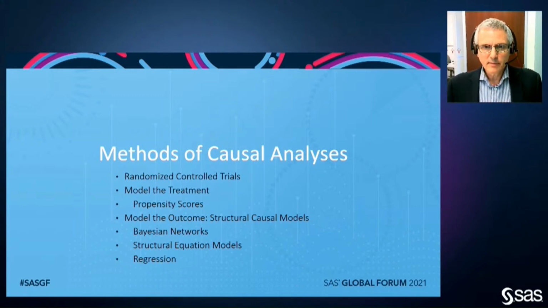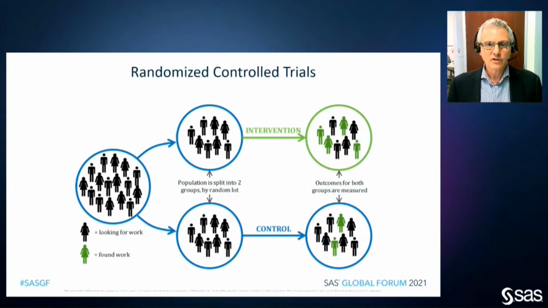Okay, we're ready to discuss some methods of causal analyses. We will focus on modeling the outcome, although you can also model the treatment using propensity scores. And first, we'll talk about the gold standard, randomized controlled trials.